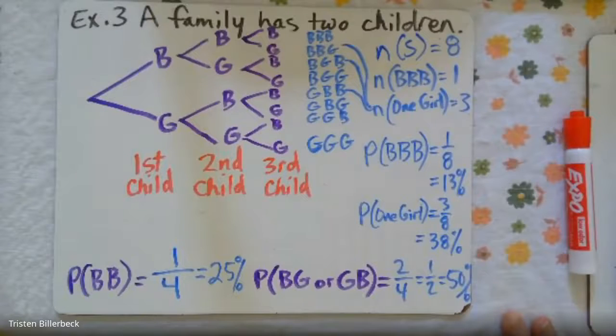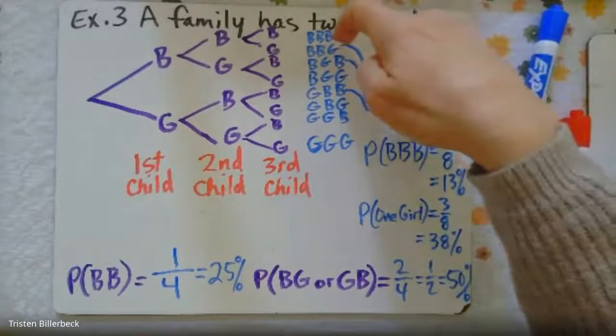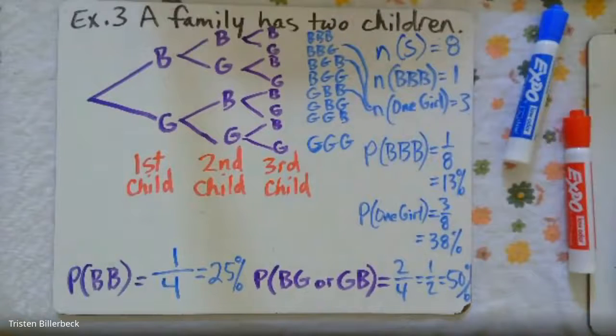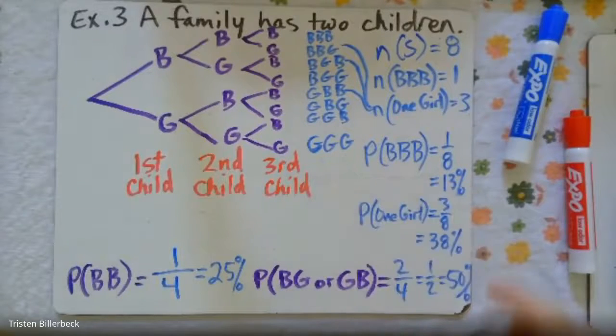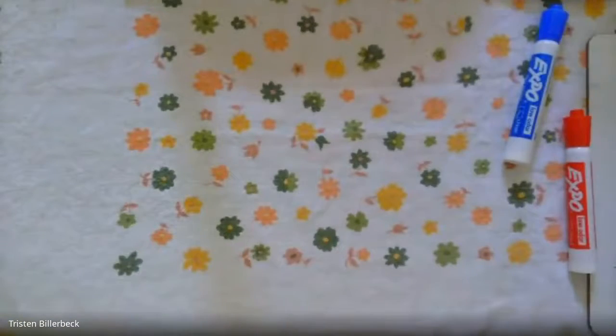All right, so there you have it. It's not very likely to have 3 boys out of 3 children. And the same would be true for 3 girls. 13% of the time would be 3 girls out of 3 children. All right.